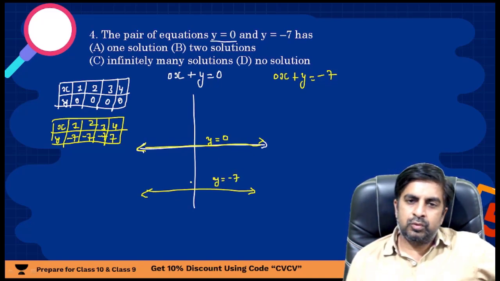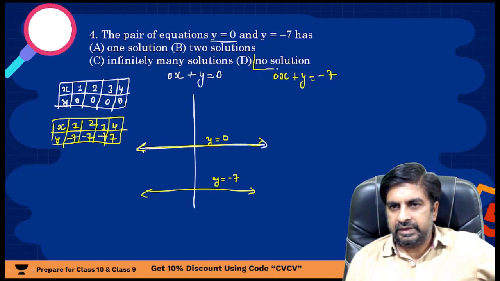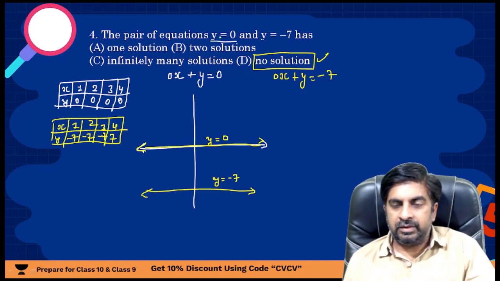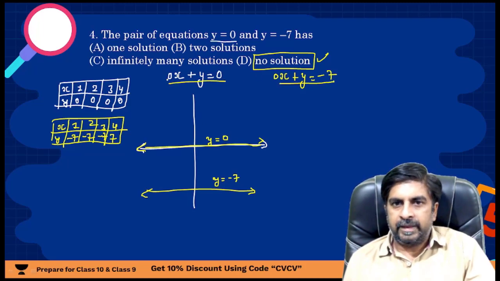Now are these two lines intersecting? No, these two lines are parallel. And if parallel, how many solutions will we get? We will get no solution. So just keep this in mind when you have a linear pair with one term. Actually you can convert it into two terms also and then solve and make a line like this.